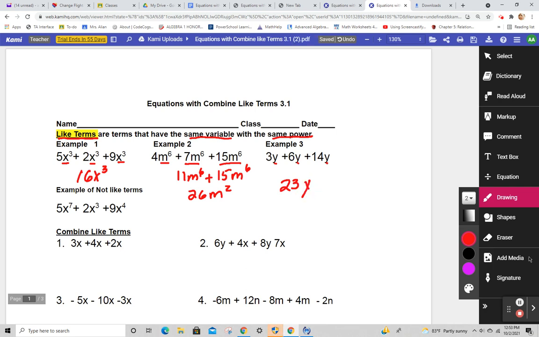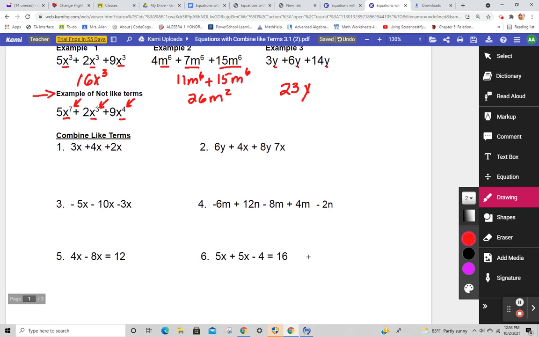All right, so here is an example of terms that are not alike. These are not like terms because you do have the same variable x, but you don't have the same power. You see, this is 4, this is 3, and this is 7. So these are not like terms, and we cannot combine them. All right, let's keep going.